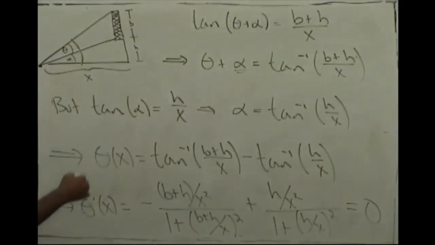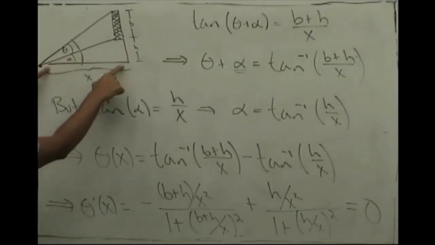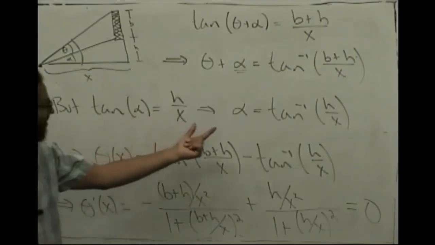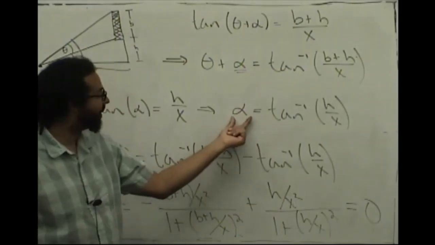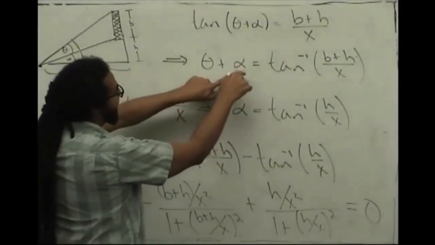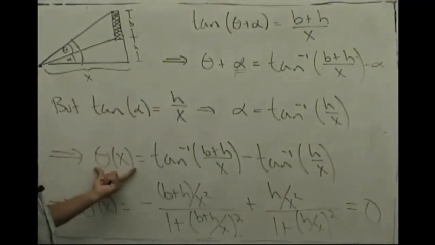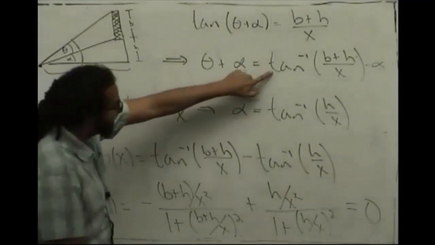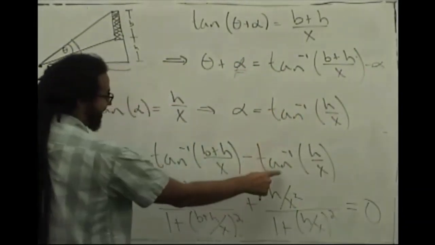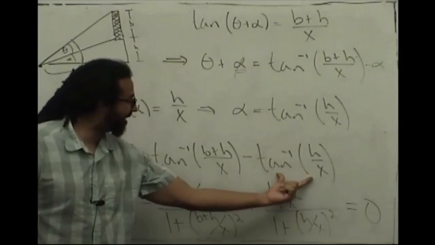Well, how do I relate alpha to x? Well, I know the tangent of alpha is equal to h over x. And now I can again take the tangent inverse of both sides. That tells me that alpha is equal to the tangent inverse of h over x. So now I can take this alpha and move it to the other side. And so now that tells me that theta, written as a function of x only, is the tangent inverse of b plus h over x minus alpha, which is the tangent inverse of h over x, right? So remember, this thing is alpha.